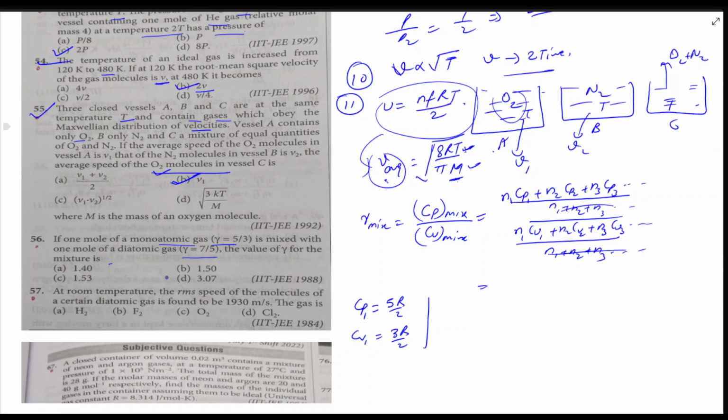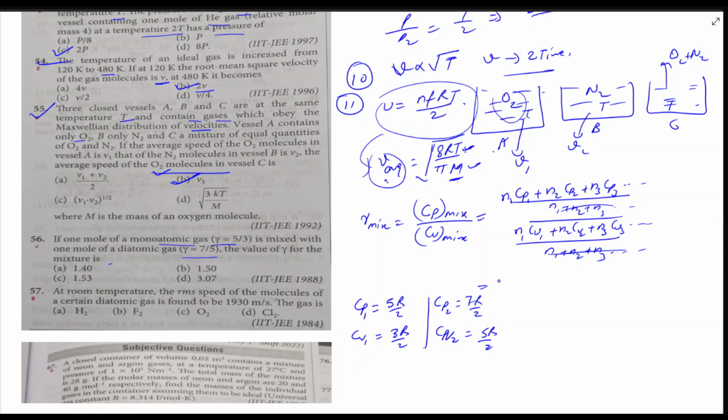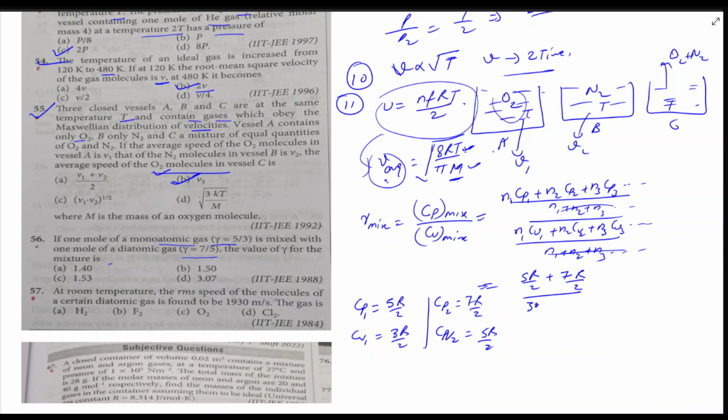And for Cp2, for the second case, diatomic, it will be 7R by 2, and Cv2 will be 5R by 2. Let's just put all those values here. Now the number of moles are the same, so we'll just write Cp1 5R by 2 plus Cp2 7R by 2 divided by 3R by 2 plus 5R by 2.